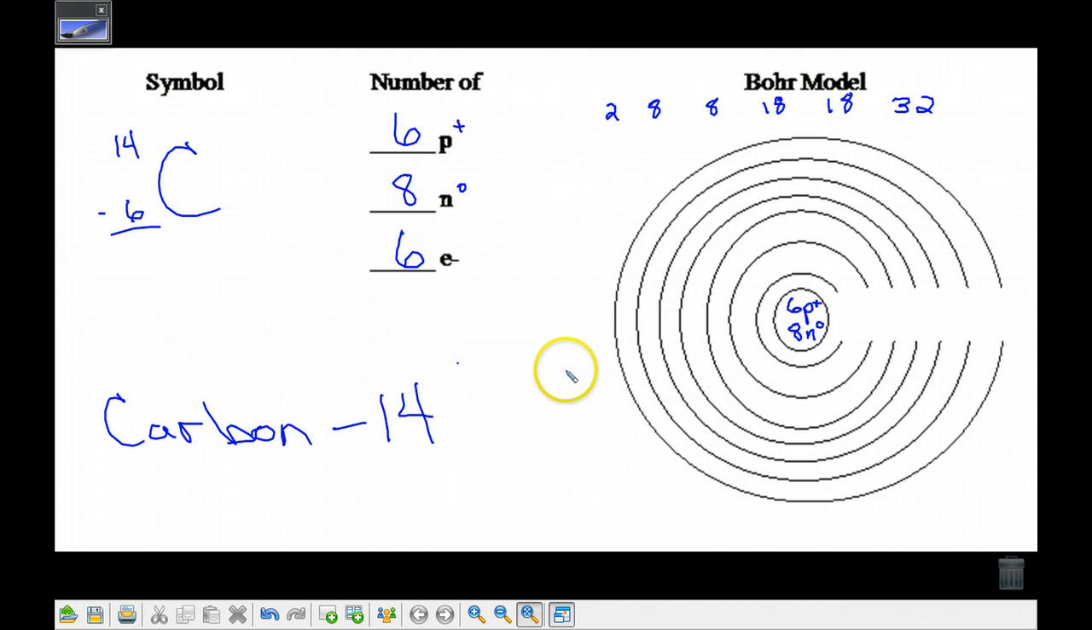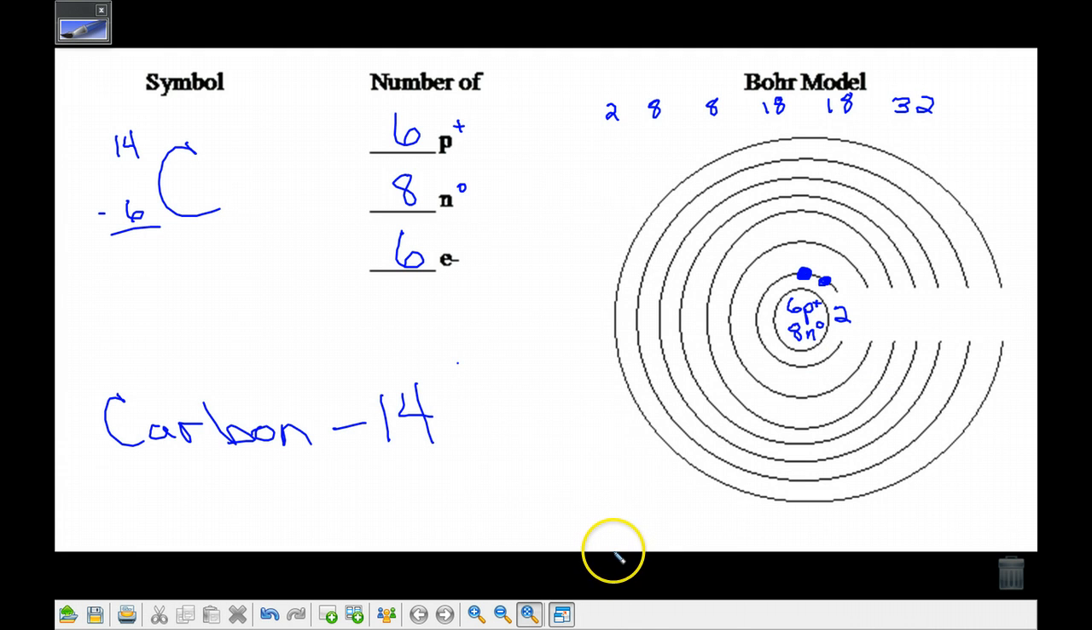So I always ask myself 3 questions. How many electrons can I put in a row? How many should I put? And what does that bring my total to? So let's do that. How many can go in this first row? 2. How many should I put? 2. What does that bring my grand total to? 2. And then, am I done? No, because I'm not at 6 yet.